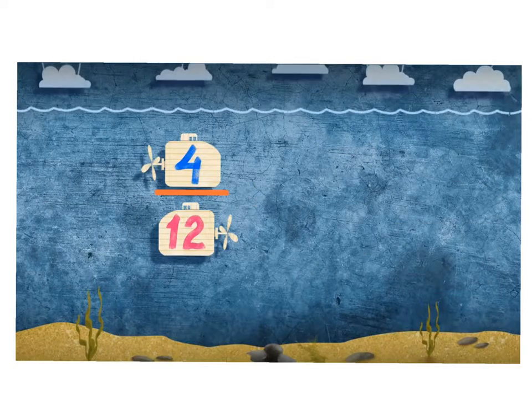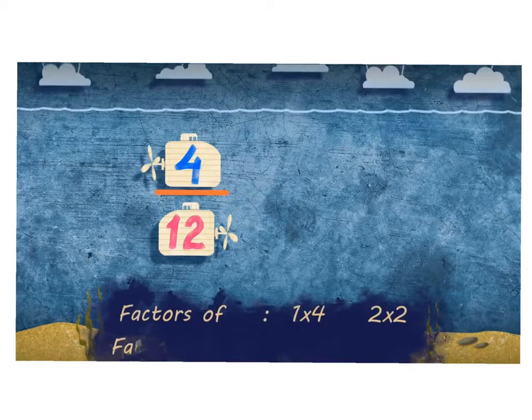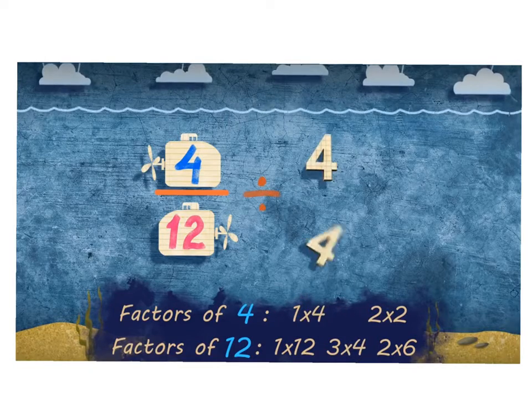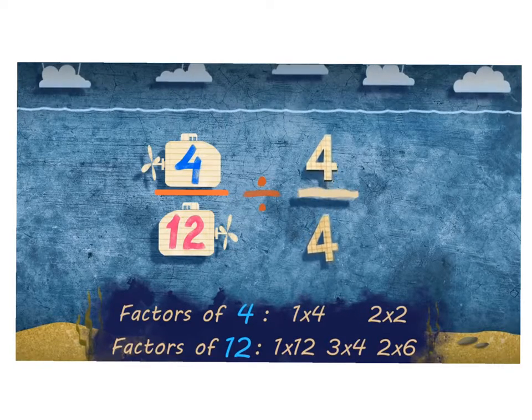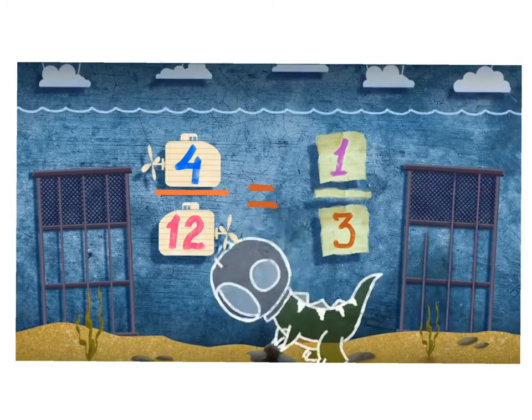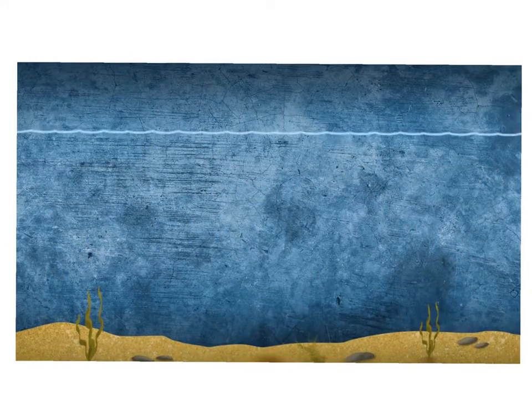To convert to the simplest form, we gotta find the greatest common factor, then take that numerator and denominator and divide them by that common factor. Check it out now. Simple.